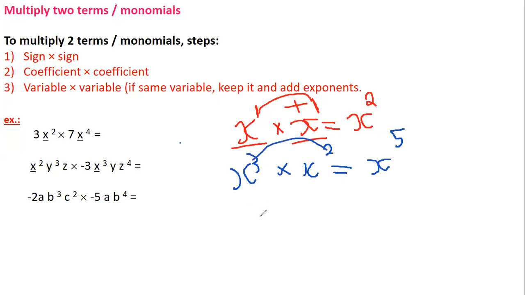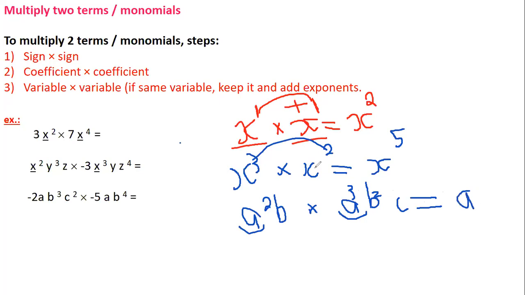Now if we have a squared b times a cube b squared c, I want to get the answer. Let's start with the variable. What's the variable here? A. So a times a stays a, and what do we do for their exponents? We add them. a to the power 5. 2 plus 3 is? 5.